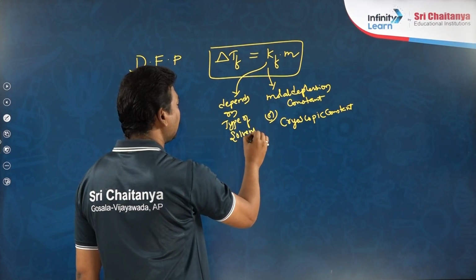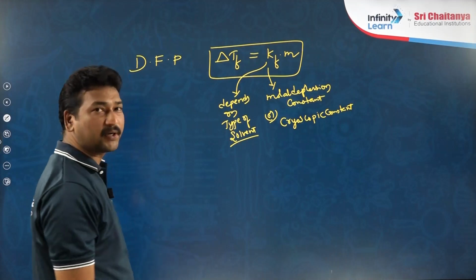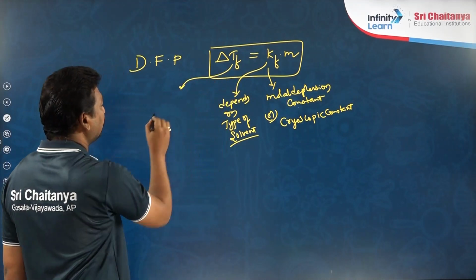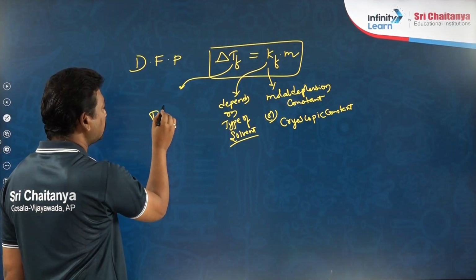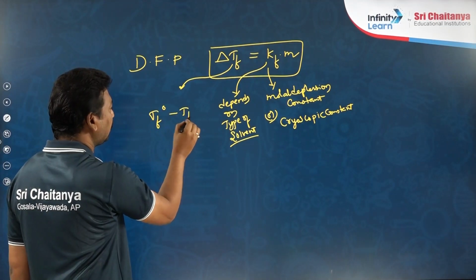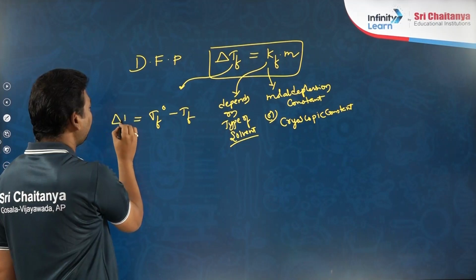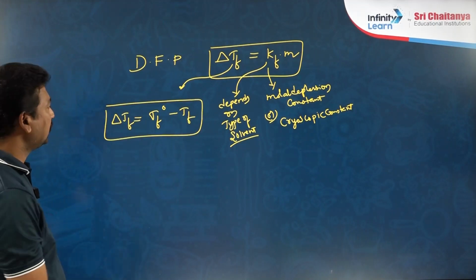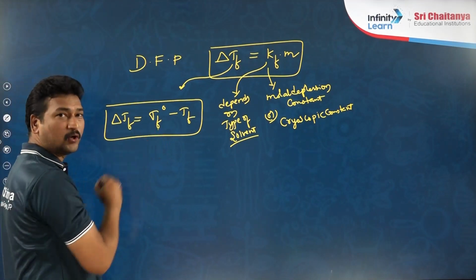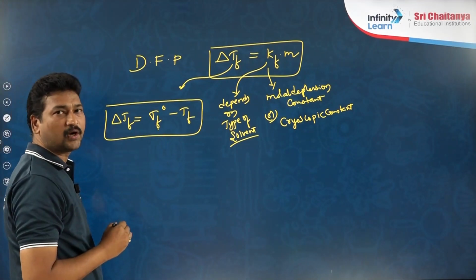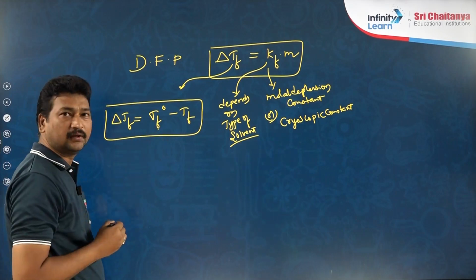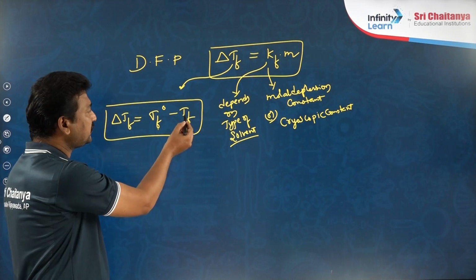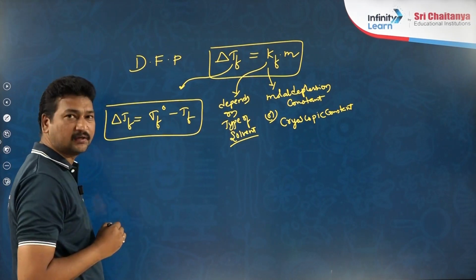Kb is the molar elevation constant, Kf is the molar depression constant. Here delta Tf is Tf naught minus Tf. What is Tf naught? Tf naught is the freezing point of the pure solvent. If it is water, the freezing point is 0 degrees C, or 273 Kelvin, where Tf is the freezing point of the solution containing a non-volatile solute.